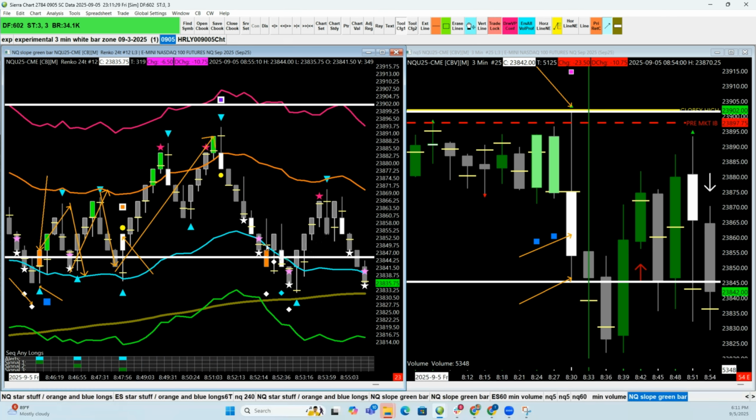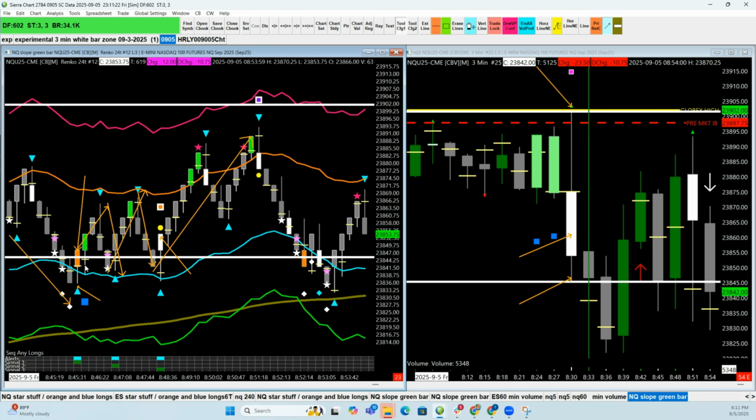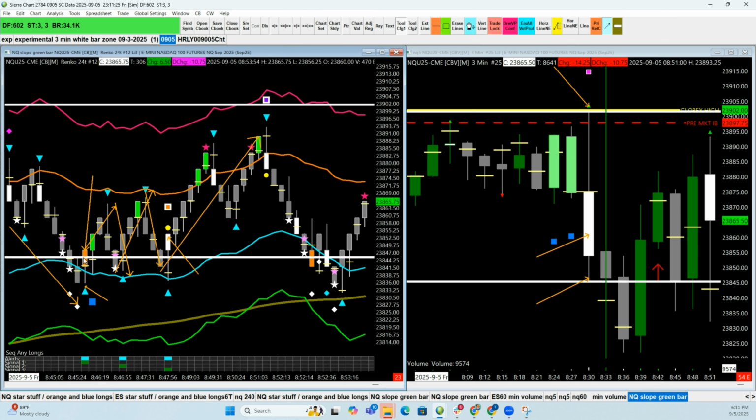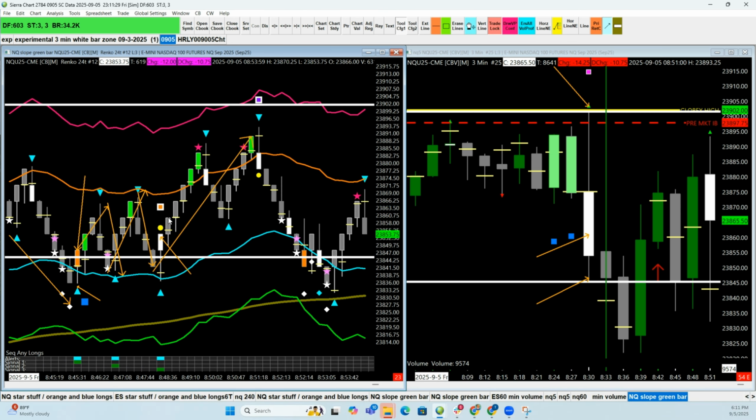Just because it goes through does not mean it's an entry. It must be a variation on the green bar. So it must be green, orange, blue, or white. And it has to be an up bar in order to enter the trade.